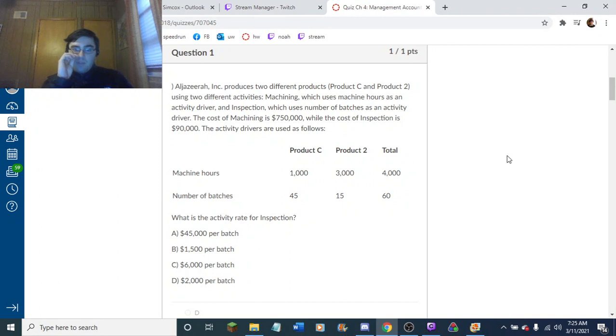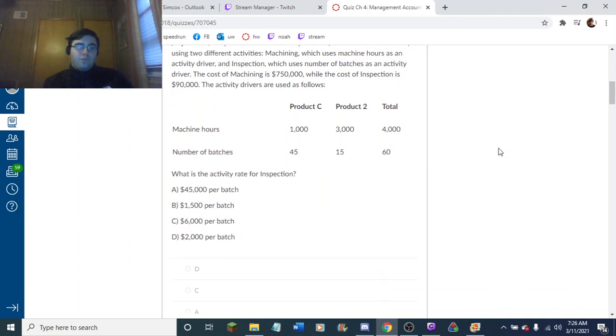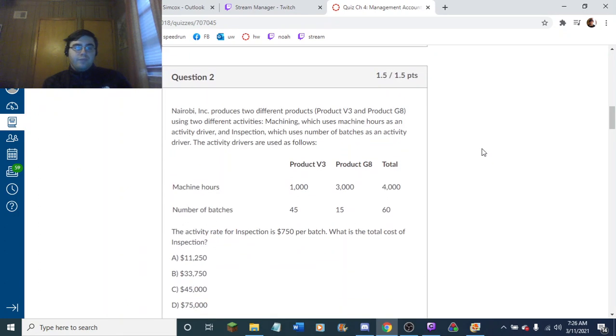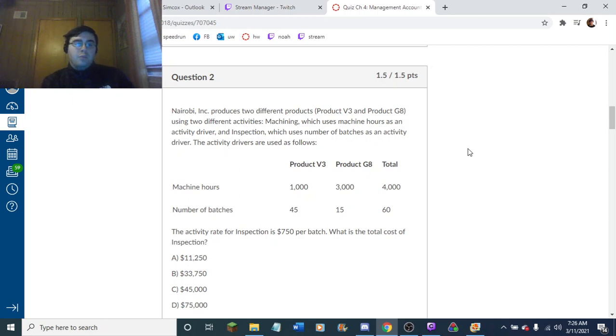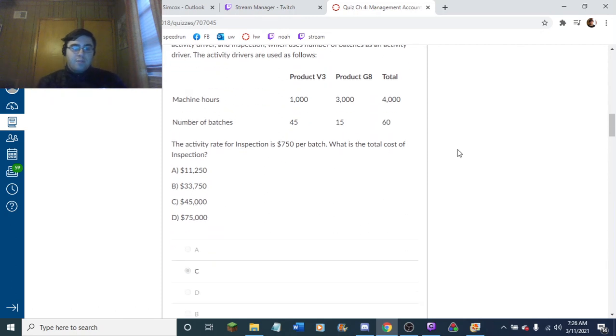What is the activity rate for inspection? You do the cost. 90,000 divided by 60. Yeah. What is the total cost of inspection? Come on. 750 times 60, 45,000.